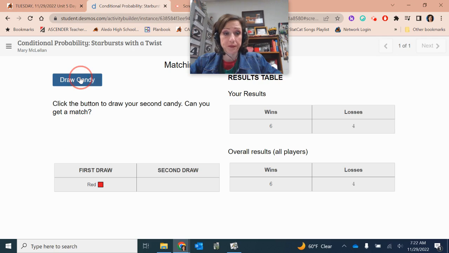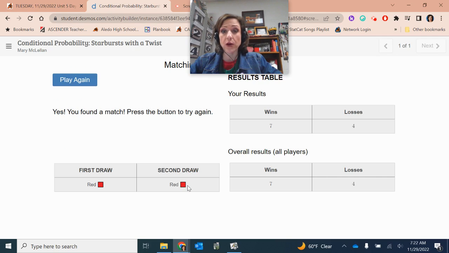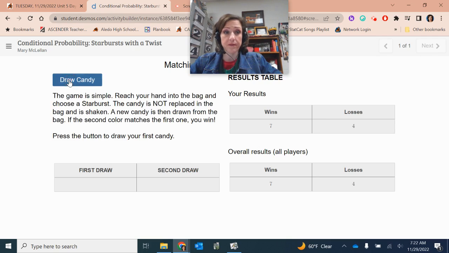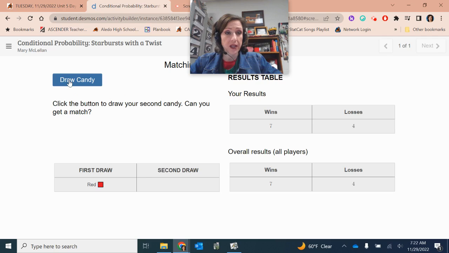Let's draw another one. It was red. Okay, yay. So we won. Okay, let's play again. Draw the first candy. It's red again. Okay, so keep in mind, what's in the bag? 4 are red and 2 are yellow. So it makes sense that I'm getting red more frequently as my first candy drawn.